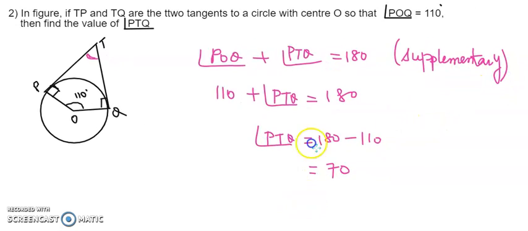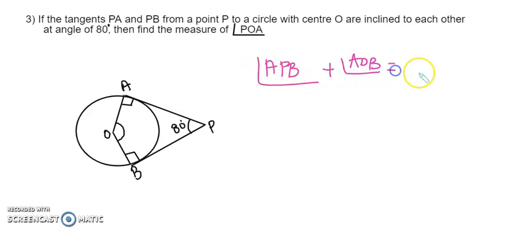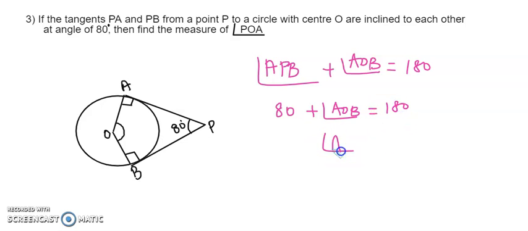Similarly, if I have the next question, say PA and PB are the tangents from point P to the circle C, which is inclined at 80, meaning the angle at the extremity, that is APB, is 80. Fine, so we'll say first APB plus AOB is 180 because they are supplementary, right? So 80 plus AOB is 180. So AOB is going to be 100, because 180 minus 80 is equal to 100.